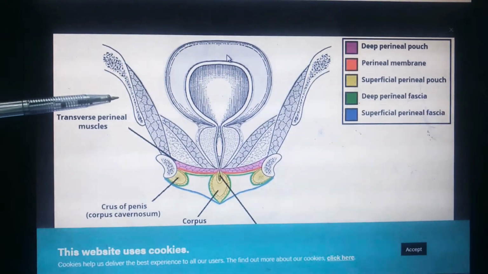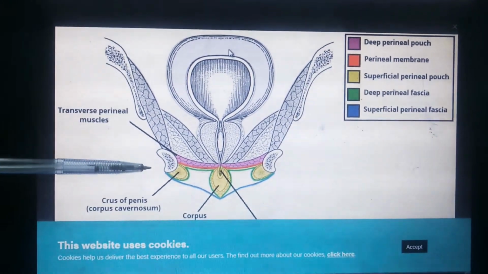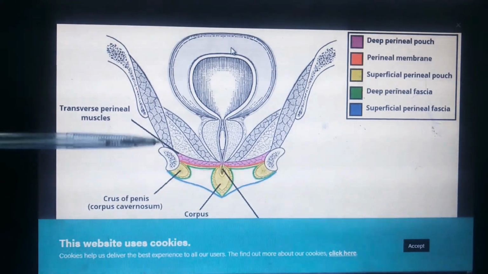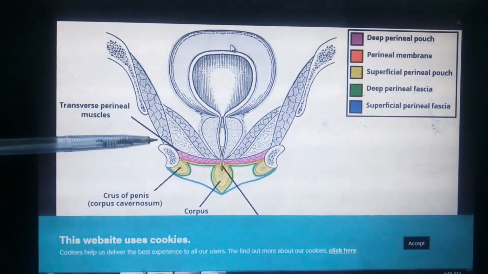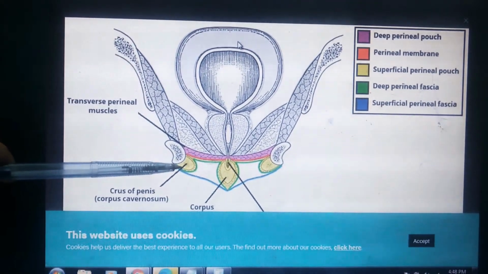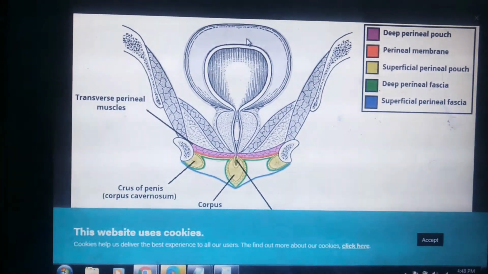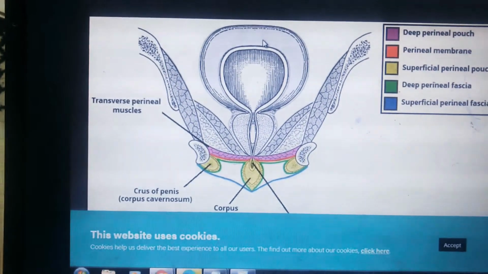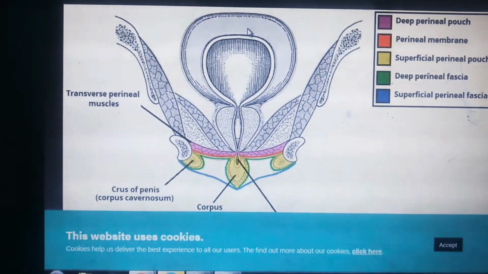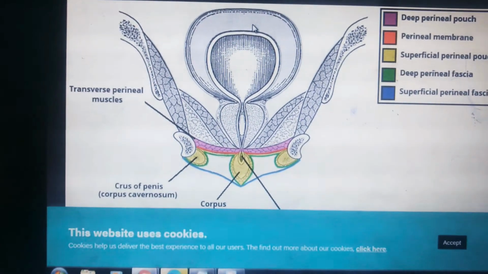Know that the perineum is divided into two parts. The anterior part is known as your urogenital triangle and the posterior part is known as your anal triangle. We are currently talking about this anterior part, your urogenital part. So we all should know about the basic anatomical organization of how these structures are arranged.